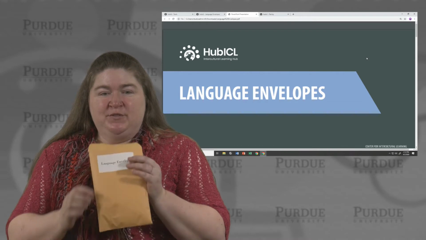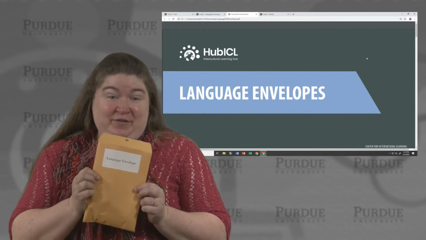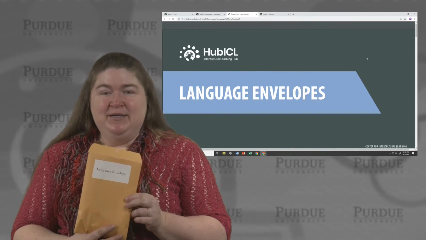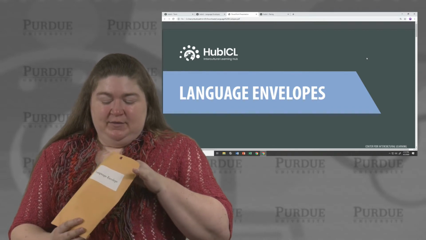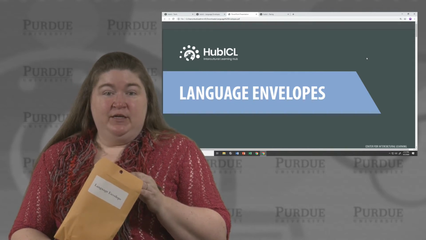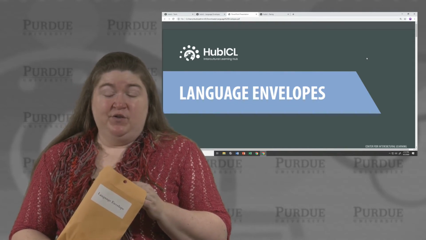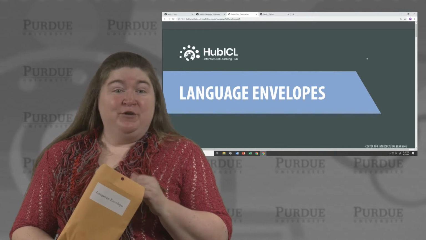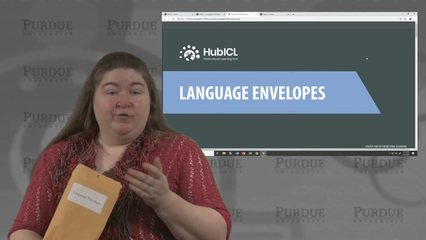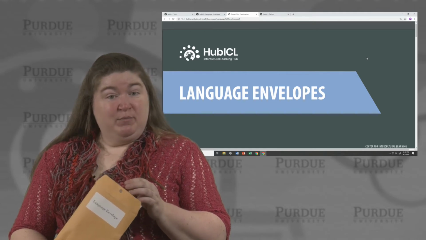So language envelopes requires physical things, and there's a set of instructions of what to put inside the envelopes. However many people that you're involving in this activity, you need half as many envelopes as you have people so that they can work in pairs. If you have 30 people, you need 15 sets of envelopes. And in each envelope, there are a variety of different types of objects.